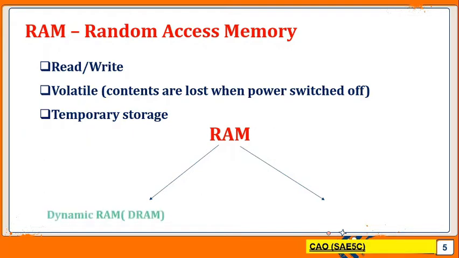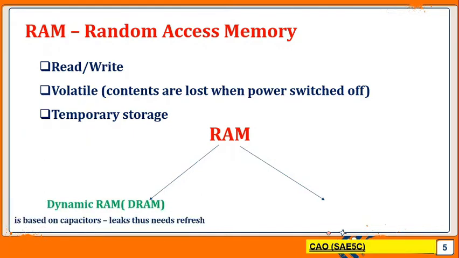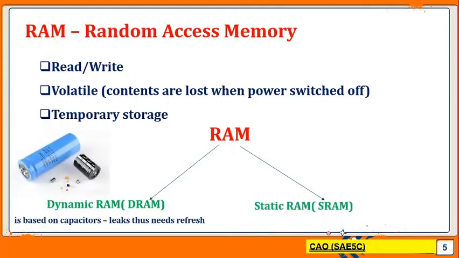The RAM here is divided into two types. One is the dynamic RAM, which is based on capacitors, leaks, and thus needs refresh. So you need to refresh every time to store the data. To store the data, you need electricity, you need power, you need voltage. The next one is the static RAM, SRAM. SRAM is based on flip-flops. There are no leaks, and it does not need refresh. It is like the gates used, which we already learned about in the previous semester in the logic gates.